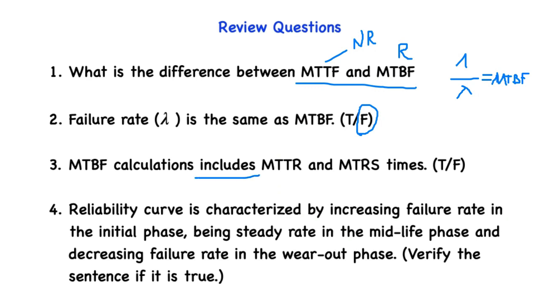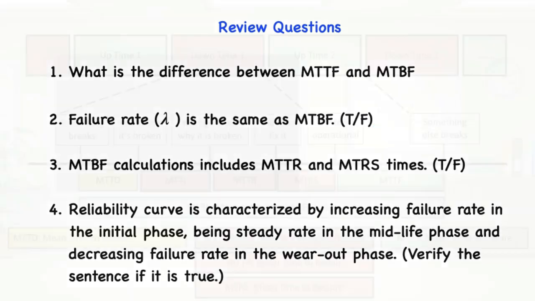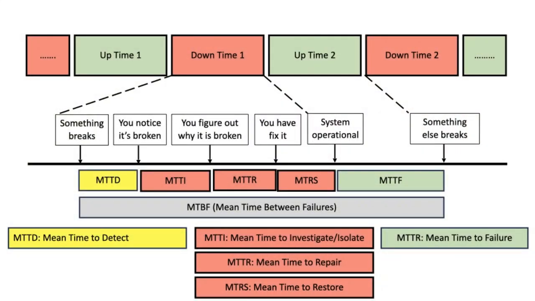Yes, partly. But in addition to these two, MTTR and MTRS, it includes what? Mean time to investigate. Yes, mean time to investigate. The first one. Let's go over this: mean time to investigate, and then before that, mean time to determine, and mean time to failure. 1, 2, 3, 4, 5 elements will be included.